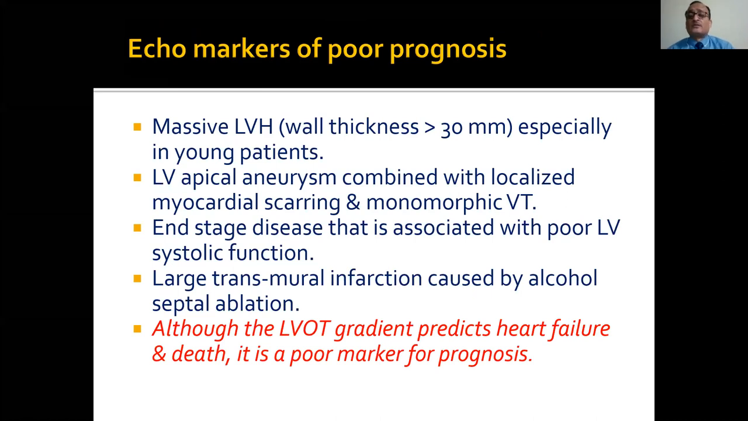What are the echo markers of poor prognosis? Number one, massive left ventricular hypertrophy, characterized by wall thickness of more than 30 millimeters, especially in young patients. Number two, left ventricular apical aneurysm combined with localized myocardial scarring and a monomorphic ventricular tachycardia. Number three, end stage disease that is associated with poor systolic function. Number four, large transmural infarction caused by alcohol septal ablation. It is important to realize that although the left ventricular outflow tract gradient predicts heart failure and death, it is a poor marker for prognosis.